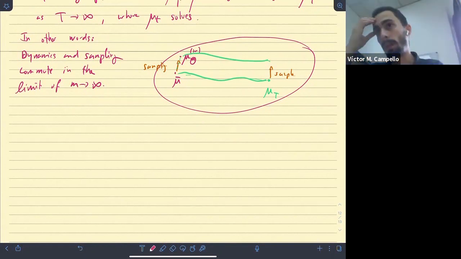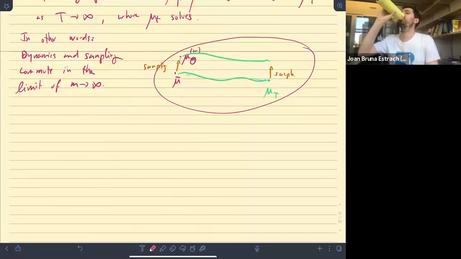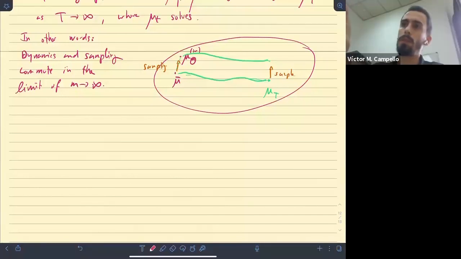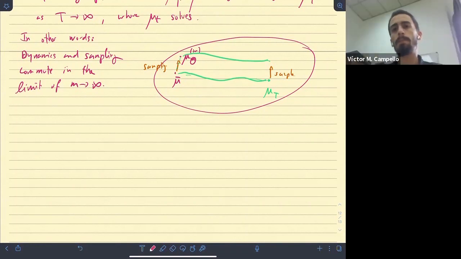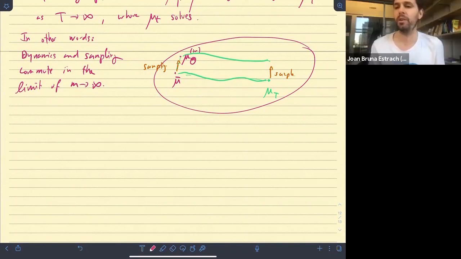I remember that at the beginning we started with the least squares loss, but does this framework apply also to other types of losses? Very good question. The answer is yes. So the framework applies to convex losses. So you can also apply it for classification if you do logistic regression.